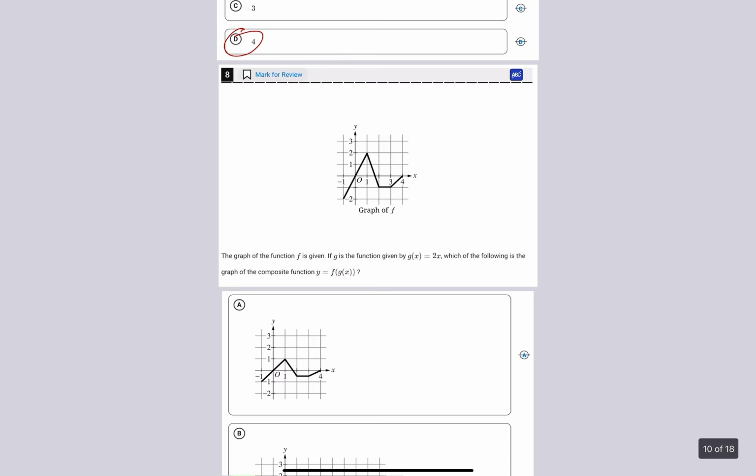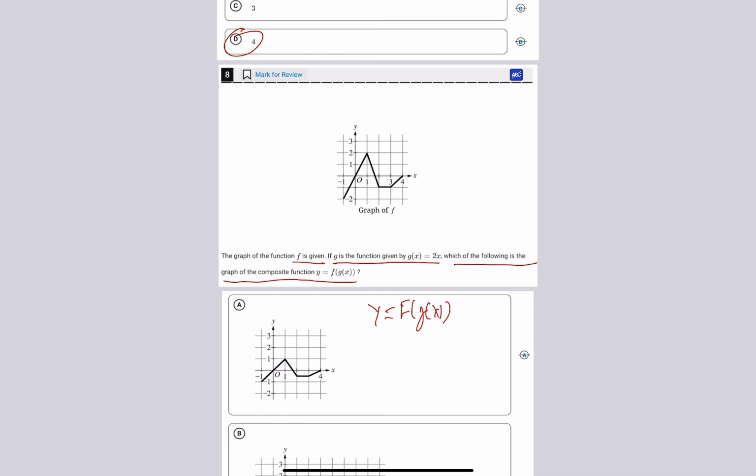Okay, the graph of the function f is given. If g is the function given by g of x equals 2x, which of the following is the graph of the composite function y equals f of g of x?